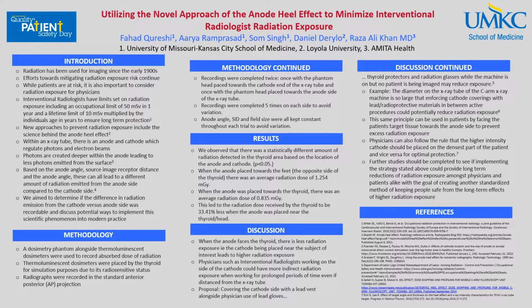For example, with the C-arm X-ray machine, the diameter of the X-ray tube is so large that enforcing coverings of the cathode with lead or other radioprotective materials could help lead to a potential reduction in radiation exposure. This same principle can be used in patients by facing the patient's target tissue towards the anode side to prevent any excess radiation exposure. Physicians can also follow the rule that the higher intensity cathode should be placed on the densest part of the patient and vice versa for optimal protection from radiation.